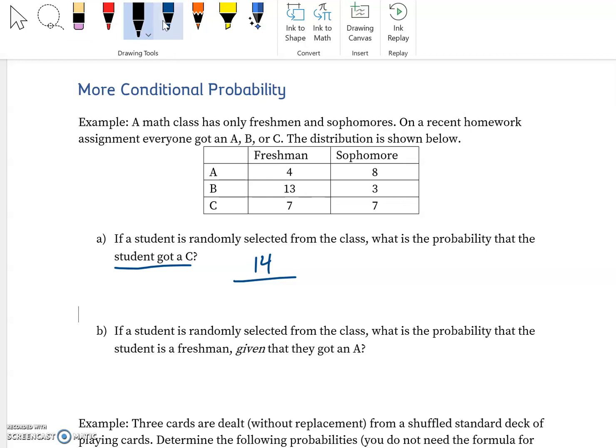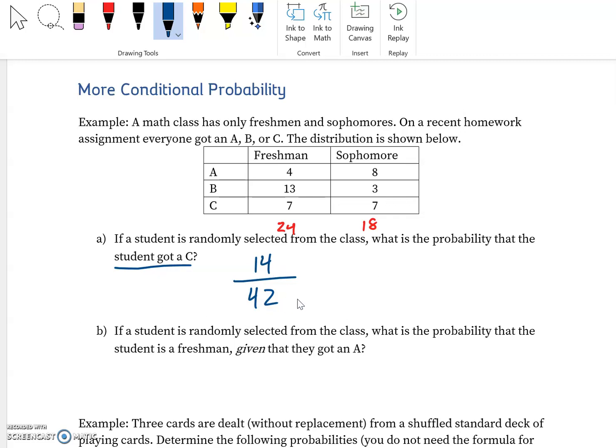The other thing you could do is look at either the row totals or the column totals, doesn't really matter which one. So let's say I look at how many freshmen there are. I would add these guys up and I would see, oh, there's 24 total freshmen. And then I would add these up and I'd see there's 18 total sophomores. So I could add those two together and I would get 42 total folks in the class. So 14 out of the 42 ended up getting a C on this assignment.